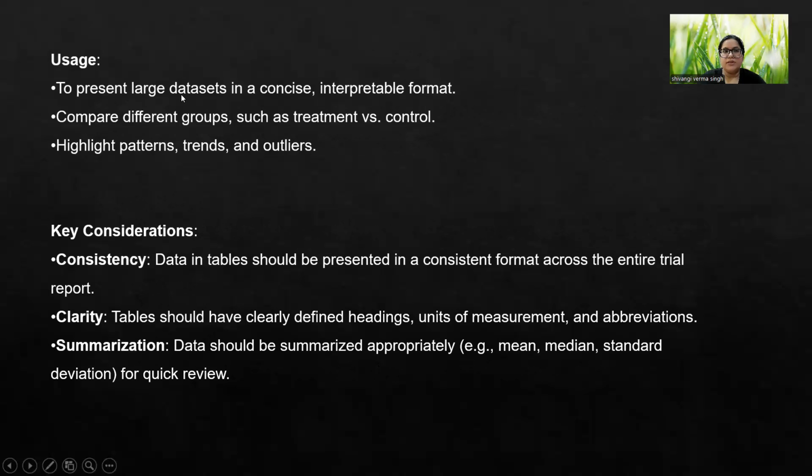So tables are used to present large data in a concise and interpretable format, compare different groups such as treatment and control, and highlight patterns, trends, and outliers. Key consideration is consistency. Data in tables should be presented in a consistent format across the entire trial report. Clarity: data tables should clearly define headings, units of measurement, and abbreviations. Summarization: data should be summarized appropriately, like mean, median, and standard deviation for quick review.